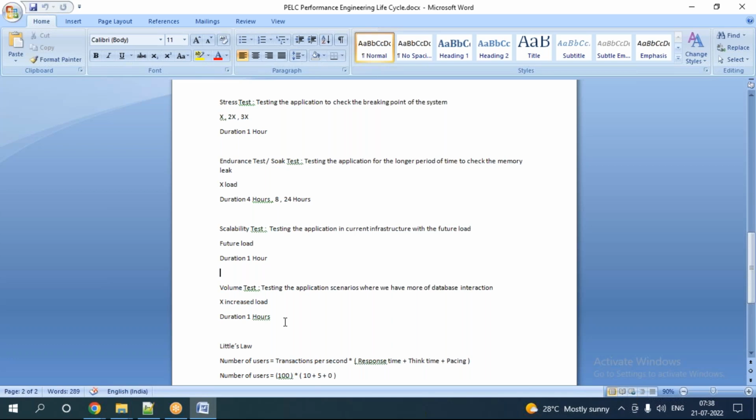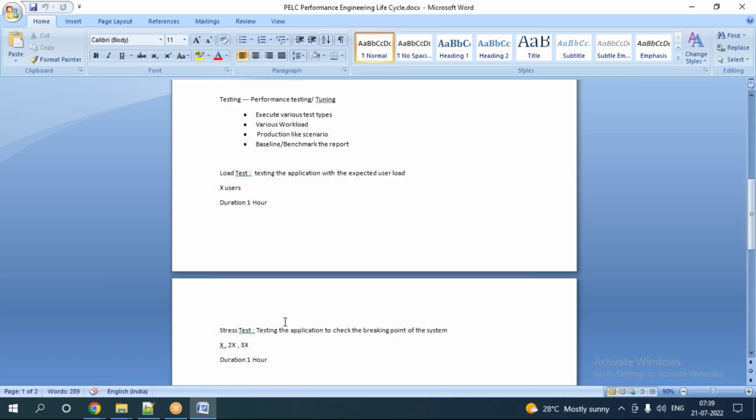But for the benefit of others, those who are new to this performance engineering world, I'll give a little brief about each and every test type, and then we'll move on to the next topic. So load test means what?